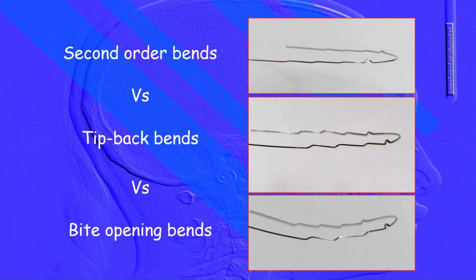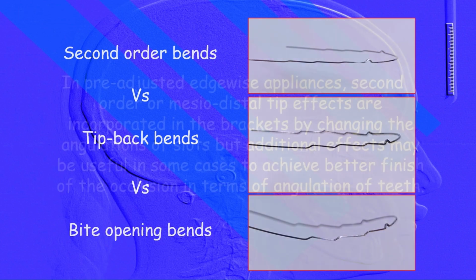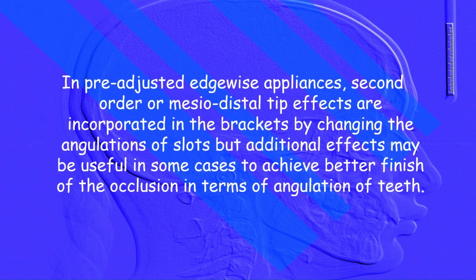Bite-opening bends in the arch wire include tip-back bends along with the curve of SPE in the upper and reverse curve of SPE in the lower arch wire. Bite-opening bends help to open the bite by extrusion of the teeth in the middle segment of the dental arch. In the pre-adjusted edgewise appliance system, second-order effects are incorporated in the brackets by changing the angulations of bracket slots. But additional incorporation of second-order effects by putting the second-order bends in the arch wire may be useful in some cases to achieve a better finishing of the occlusion.